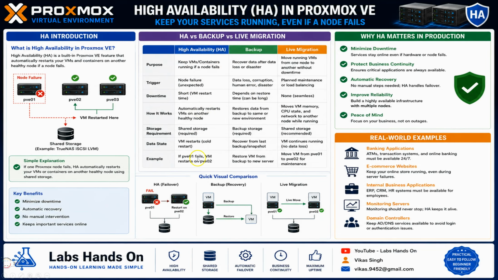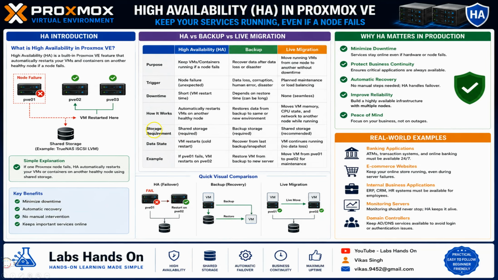In this video we are going to discuss high availability. The purpose is to keep the virtual machine or container running if nodes fail. The trigger is an unexpected node failure, and the downtime is short because the VM gets restarted once the host is rebooted or down. How it works: it automatically restarts the VM on other healthy nodes. It will identify which node is healthy in the cluster and restart it there.